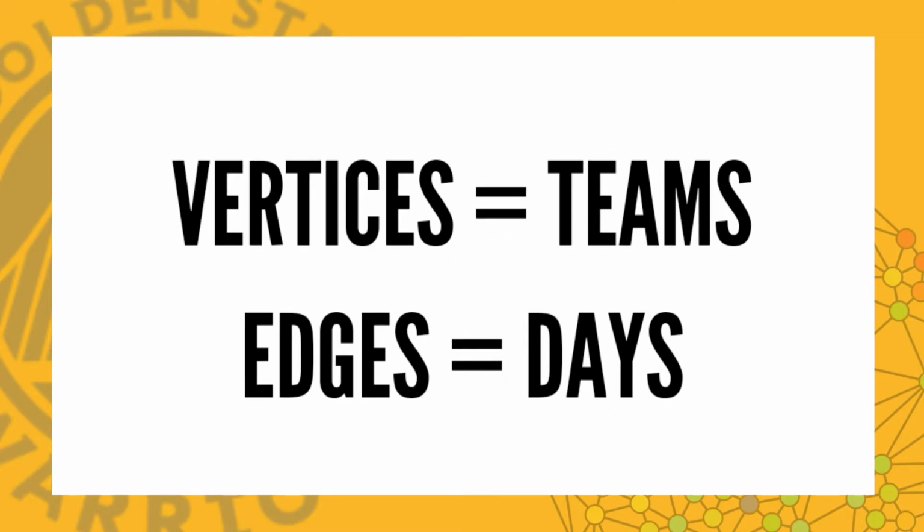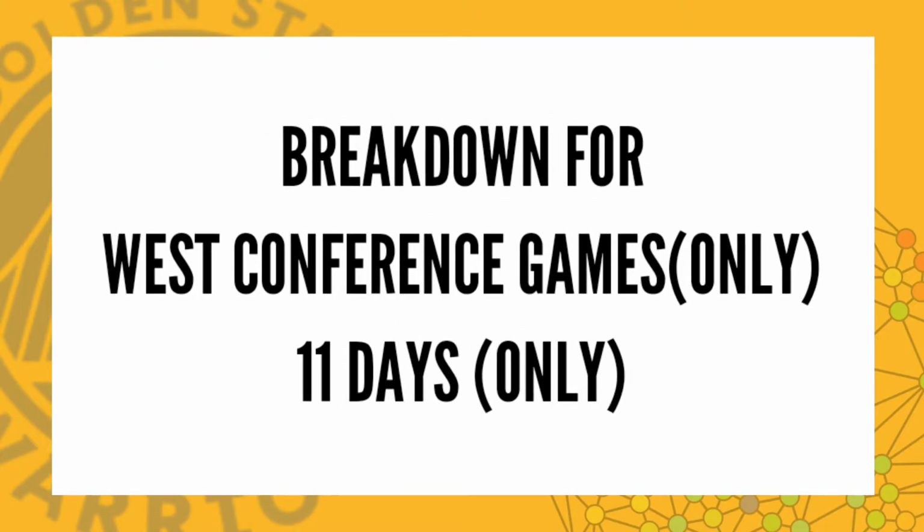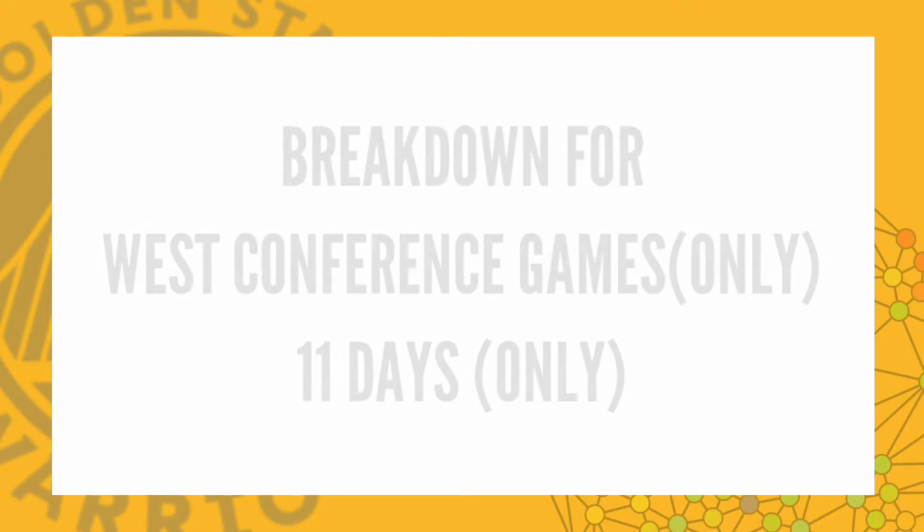Just a simple recap. Vertices still signify the teams, and the edges represent the game days. As you can see, our graph contains a lot of edges. That graph for the conference games is a perfect tripartite graph. Let me show you the breakdown of that graph for you to easily understand and do it yourself.